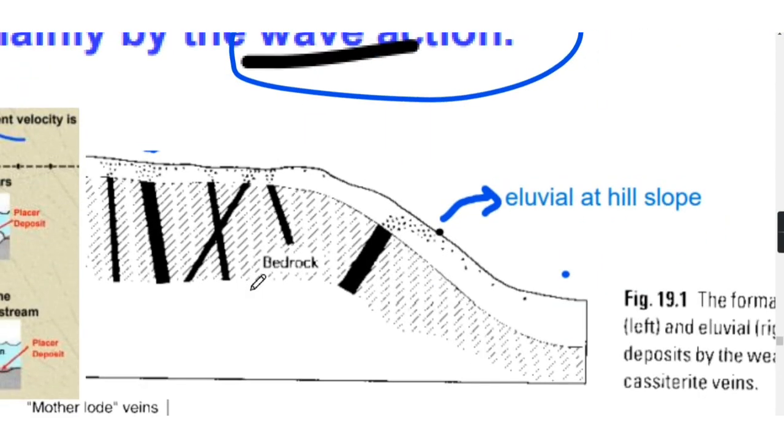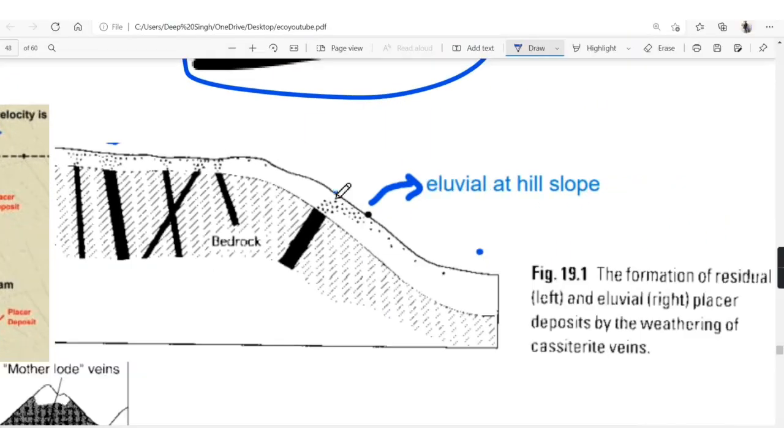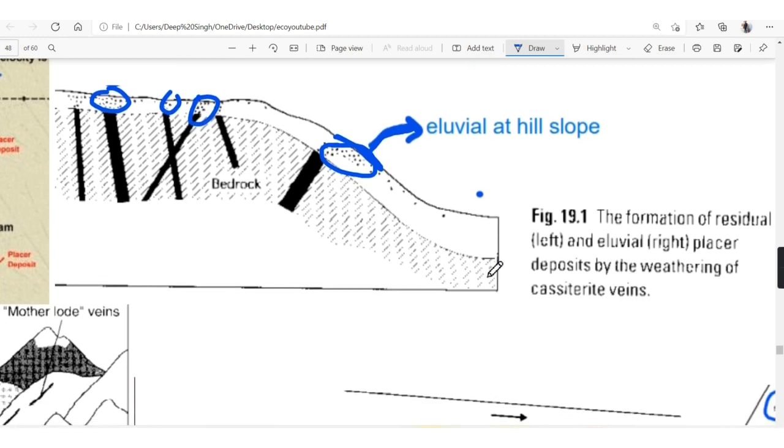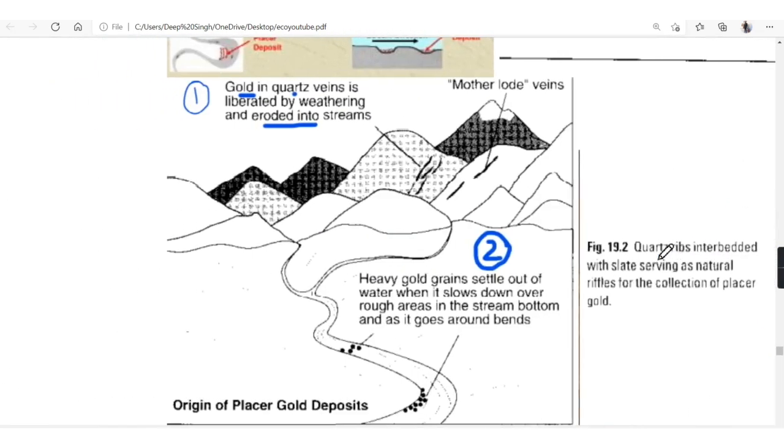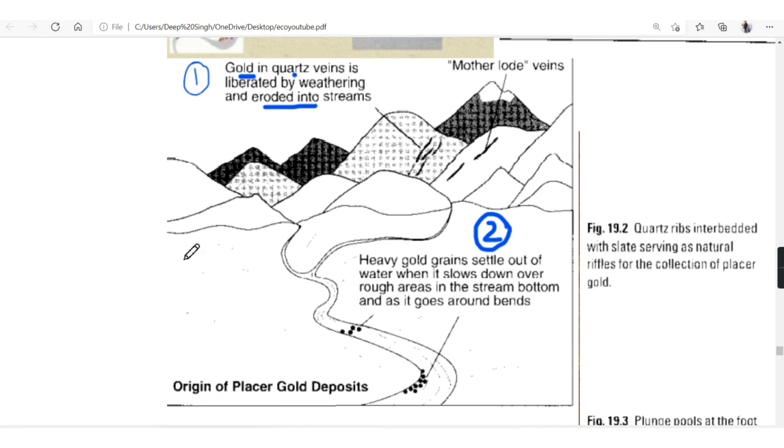See here. These deposits, these dotted ones, are the eluvial deposits. It means they are present on the hill slopes. Okay. And these which are left out are called the residue. Okay. The formation of residual on the left and alluvial on the right. Here, this is an alluvial type of deposit.